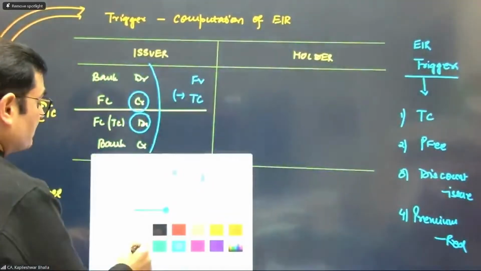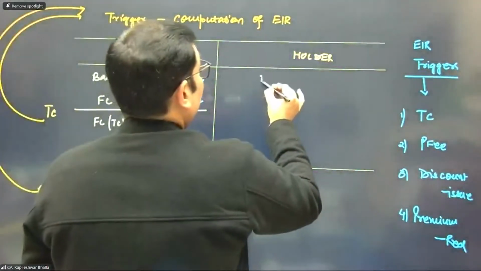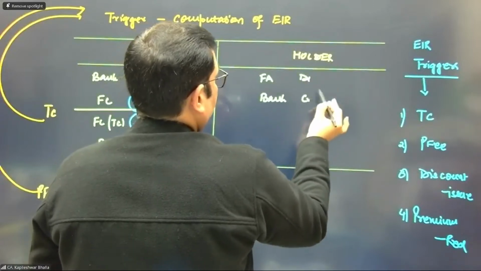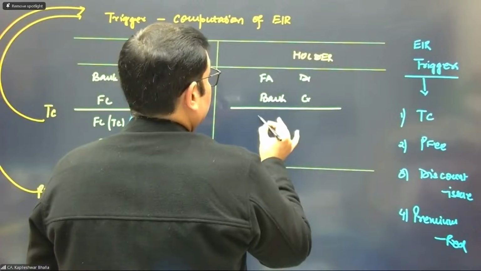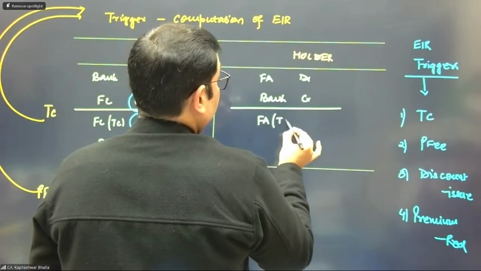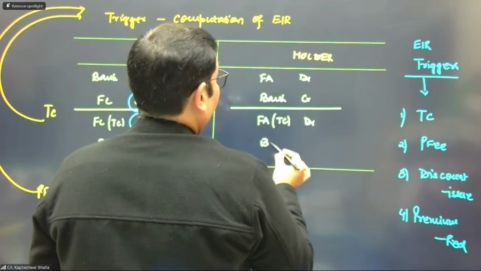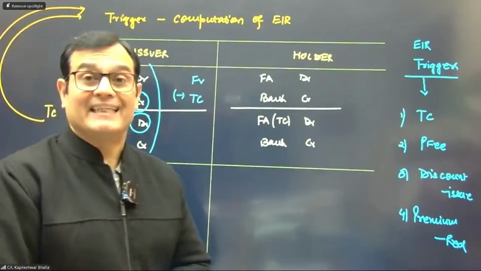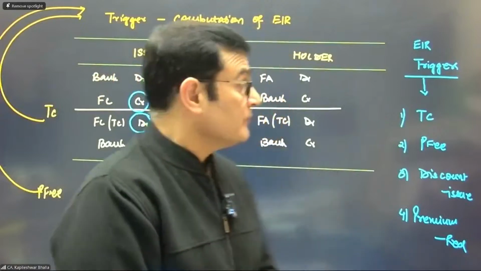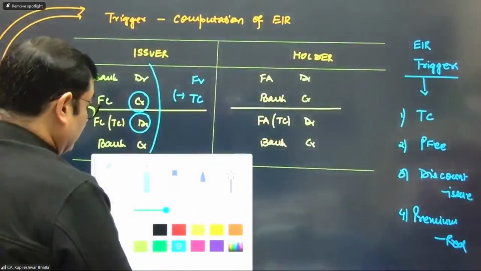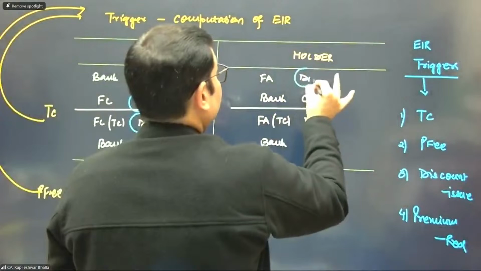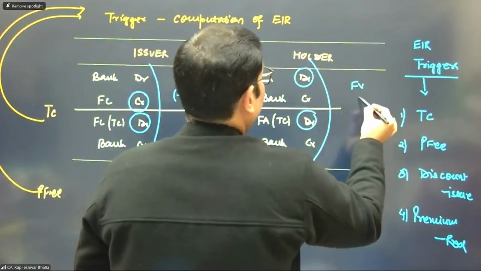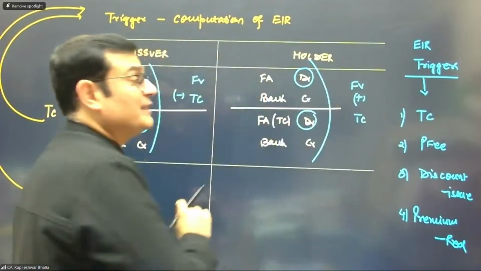Now, from the holder's perspective, the entry is financial asset gets a debit and the bank gets a credit. And when you incur a TC, the financial asset, which is the TC, gets a debit and the bank gets a credit. I'm just trying to give you a logic in terms of why it is added or why it is reduced. Now, we can clearly notice that the financial asset is getting a debit and for the TC also it is getting a debit. So the initial recognition will be fair value plus a TC.